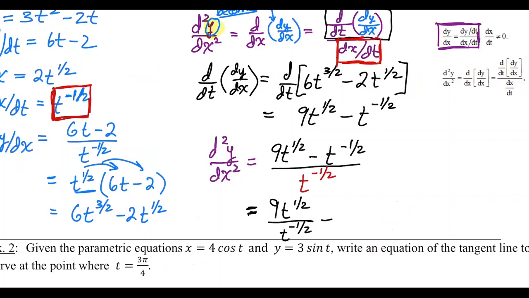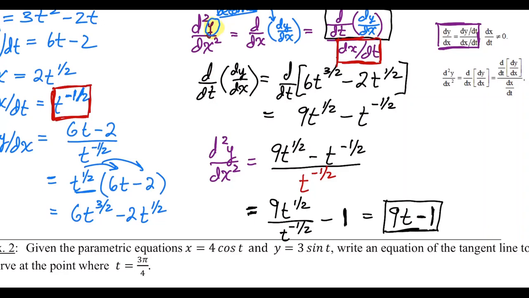I'm just going to split it up. All right, dividing each part of the numerator by the denominator. The second part goes to 1. The first part, keep the base, subtract the exponents, and we're just going to get a clean t. So 9t minus 1. And so that's my second derivative.